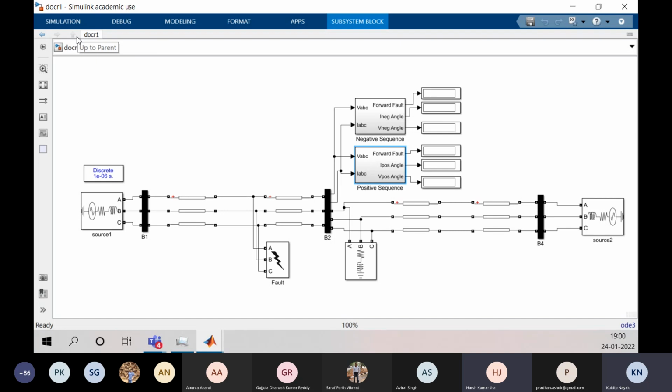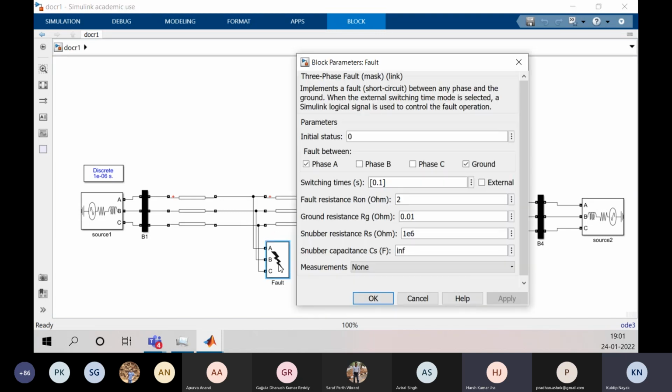So now it's fine. This is the system that we have made. A 3-bus system, B1, B2, and here this is B4. There are 2 sources connected here at B1 and at B4, and the relay is connected at the B2 point. One utilizes positive sequence voltage and current, one utilizes negative sequence voltage and current. These are the directional relays, and this is the fault block, and we will turn on the fault at 0.1 second, and the fault resistance we have set is 0.2 ohm.